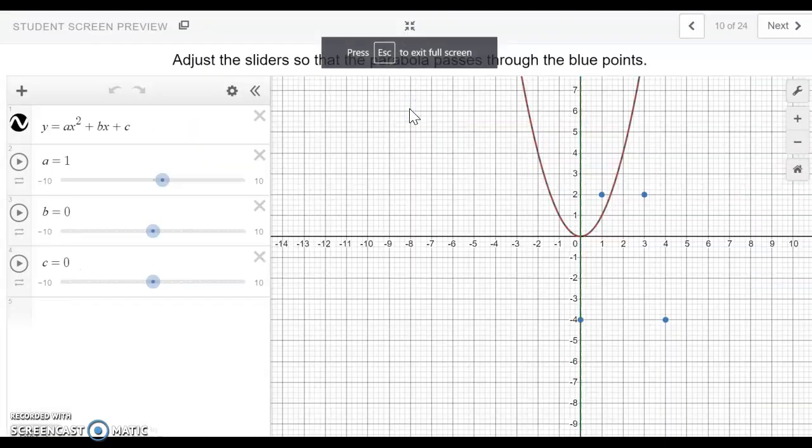All right, today I'm going to take you through the DESMOS activity that we've assigned through your hyperdoc, about quadratic equations and looking at the graphs. I'm on screen 10 of your student assignment. It says adjust the slider so that the parabola passes through the blue points. So if I take a look at my picture, I have 4 blue points that are graphed for me.